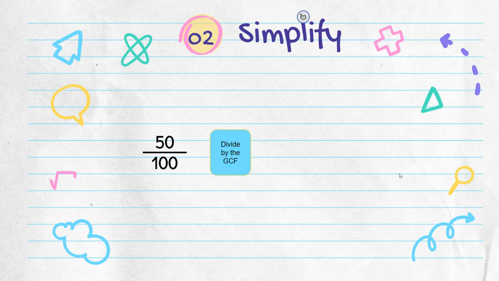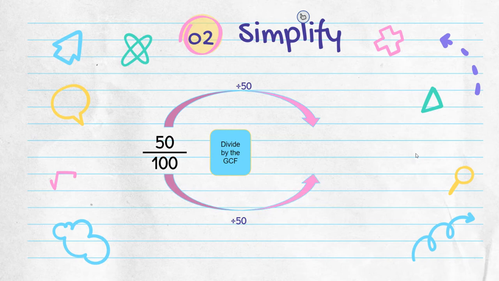So, greatest common factor, I will give it to you. It is 50. Excellent. So we're going to divide the top and the bottom by 50 to simplify this answer. 50 divided by 50 is 1, and 100 divided by 50 is 2. So 50 over 100 in simplest form is 1/2.